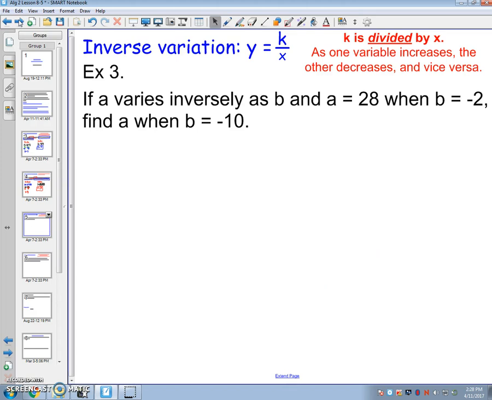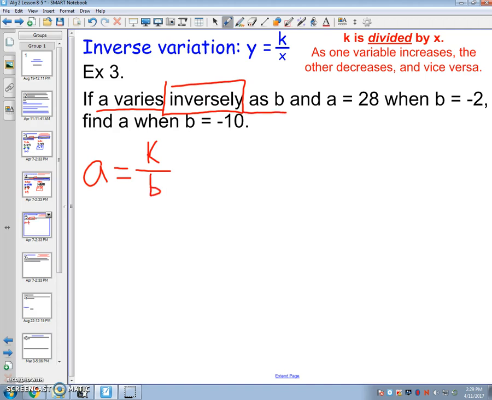So when I see the word inverse, I think of division. When one variable increases, the other one decreases, and vice versa. If one decreases, the other one increases. So here it says if a varies, so here are the different letters. A varies means equals. Inverse tells me which formula to use, so I'm going to do k divided by whatever they say. Inverse has b, so b goes on the bottom.